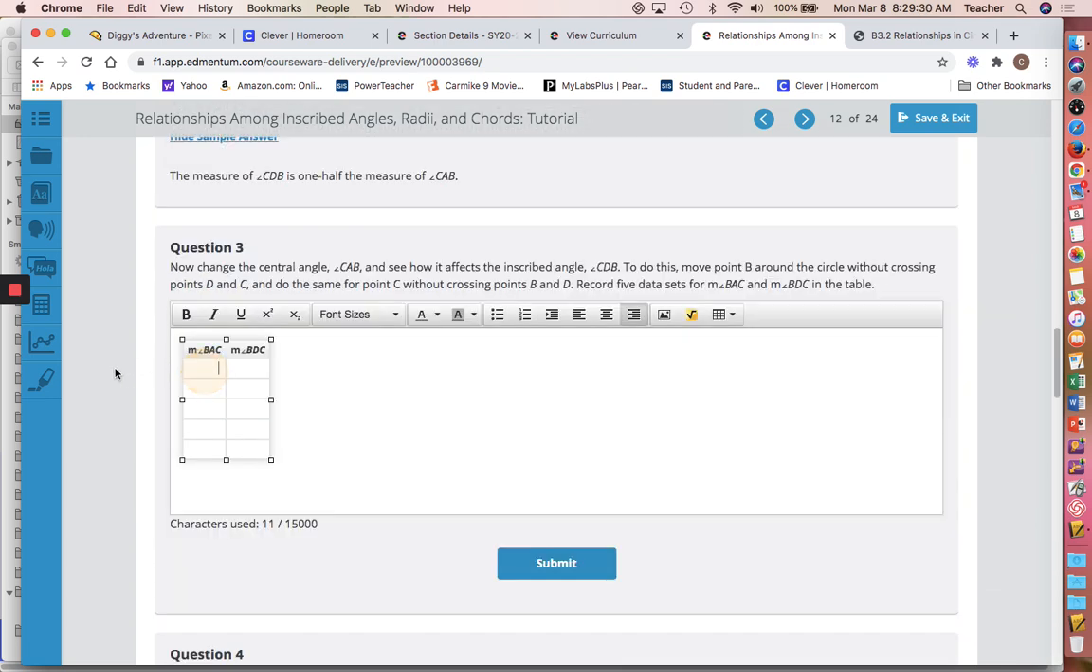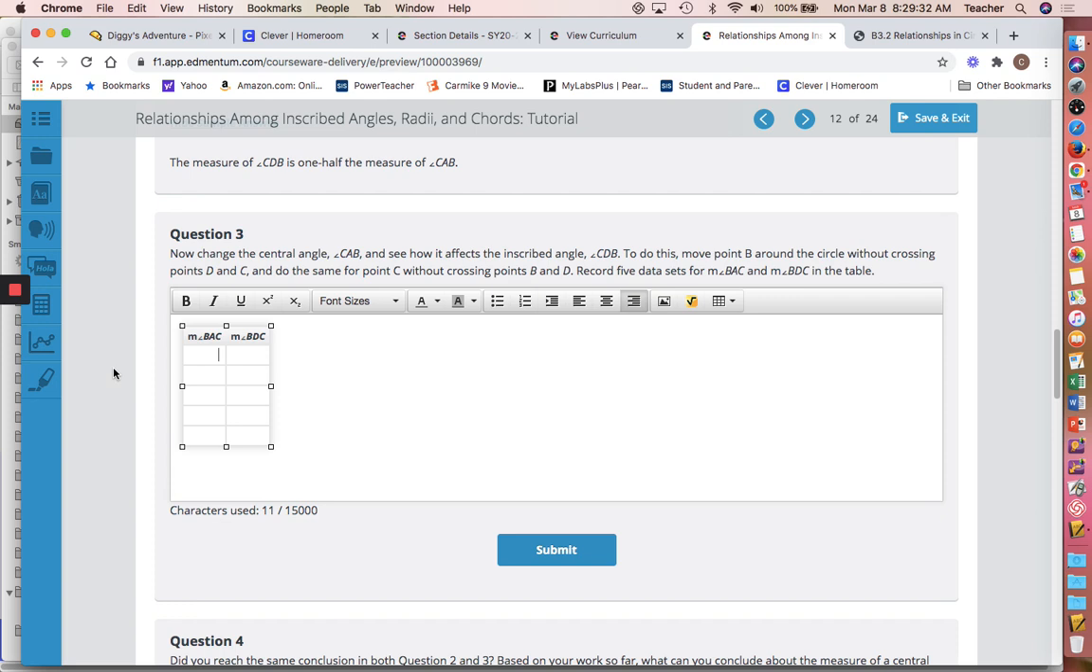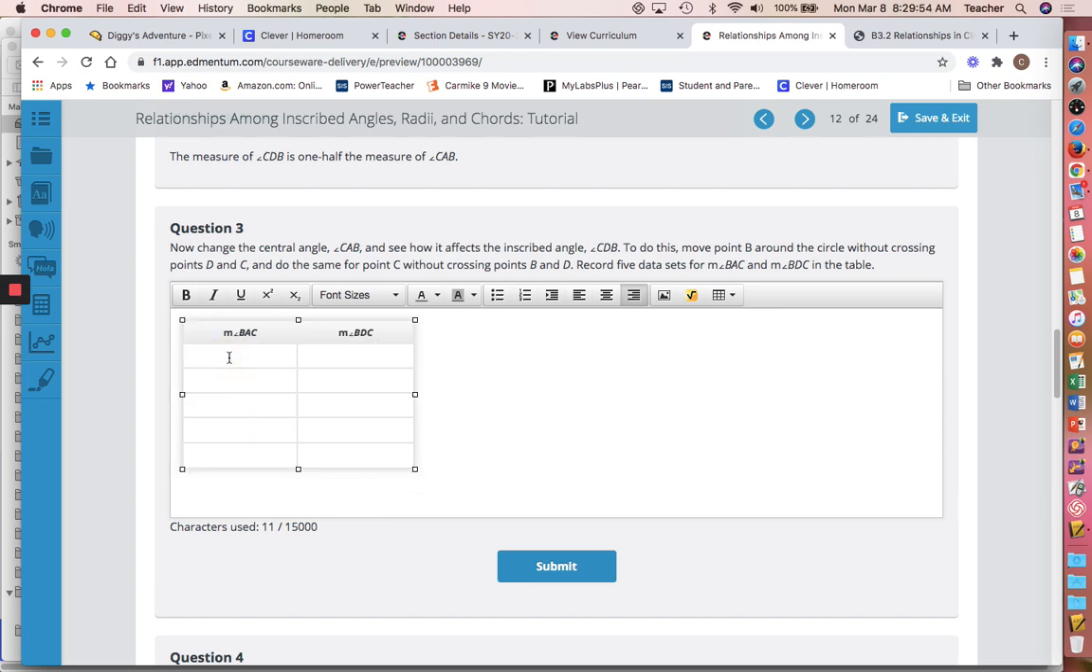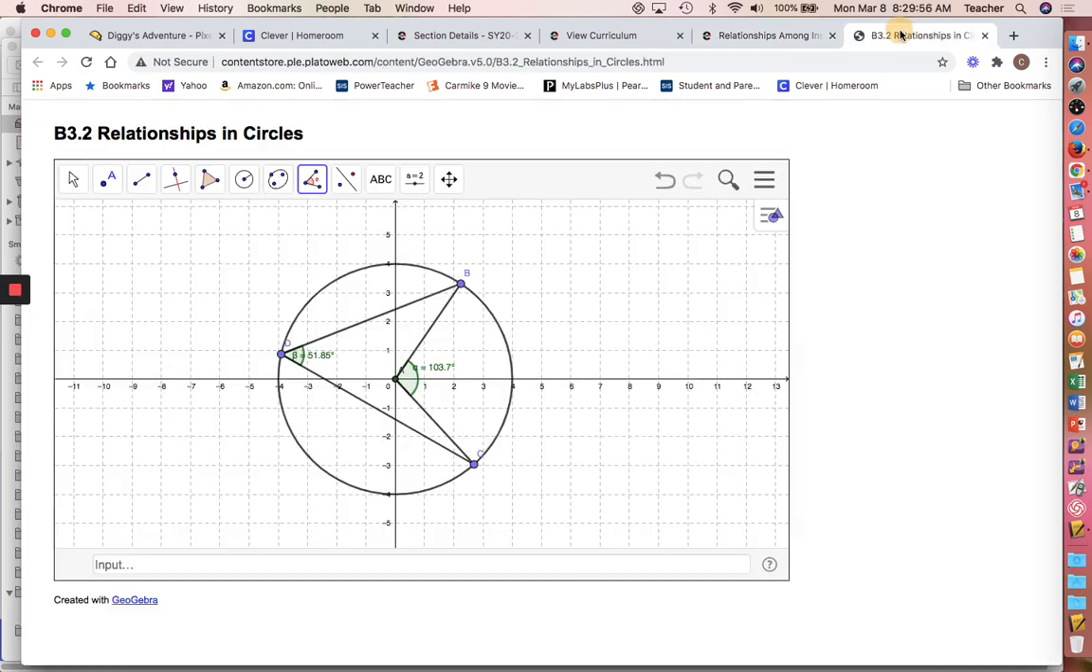Question 3. Now change the central angle CAB and see how it affects the inscribed angle CDB. To do this, move point B around the circle without crossing points C and D, and do the same for point C without crossing B or D. All right, record 5 data sets. Okay, well, it's not going to change. Nothing's going to change because an inscribed angle is always half. But I'm going to do what they said. So they said to move B.